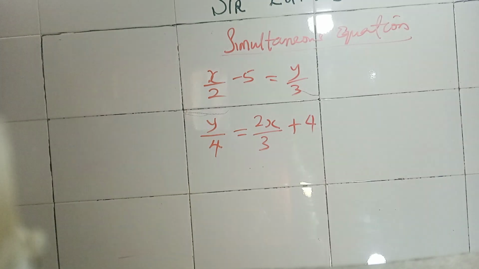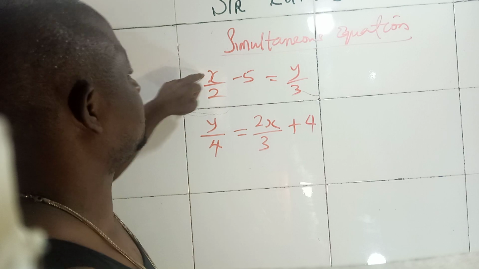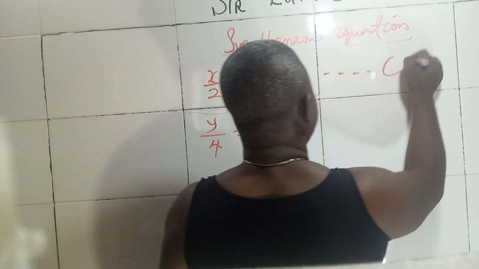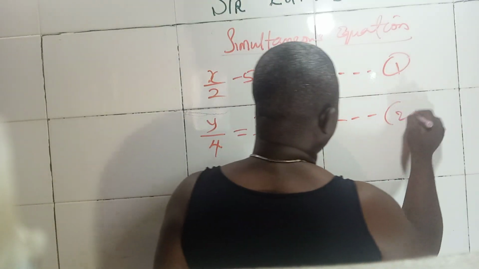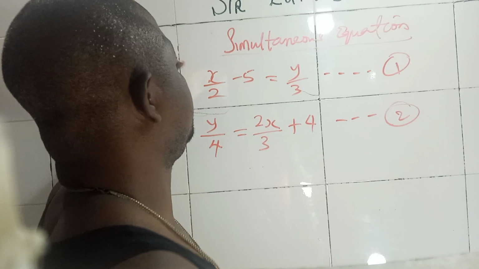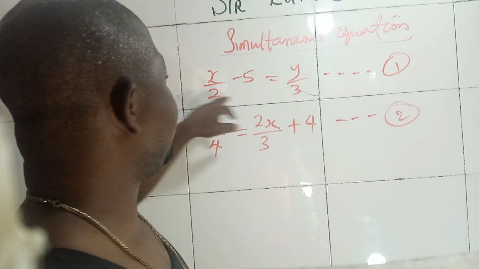If I ask you to solve this, you just look at it that yes, we have two variables, two unknowns. So we have x and y. So now this is equation 1. This is your equation 2. What you just need to do is that you first rewrite this in a linear equation, so that there won't be any form of fraction.